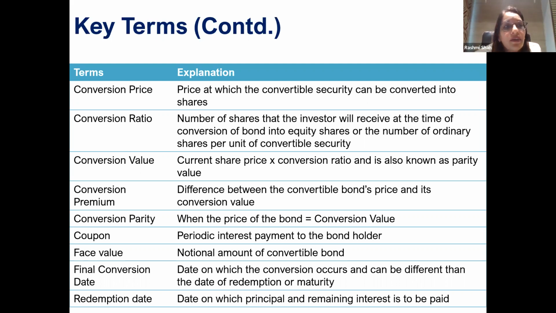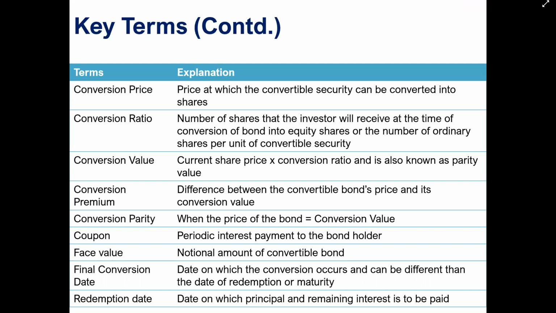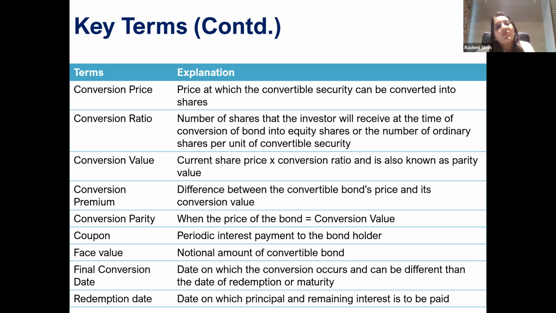Now, after we did conversion value, conversion price, etc., what do you think is conversion premium? Premium is the difference between the convertible bond's price and its conversion value. So convertible bond's price minus conversion value gives me conversion premium. Say, for example, the price of the bond is 400 rupees and the conversion value that we just computed is 250 rupees. What is the conversion premium in this case? Okay. So it will be 150 rupees. That gives me the conversion premium.